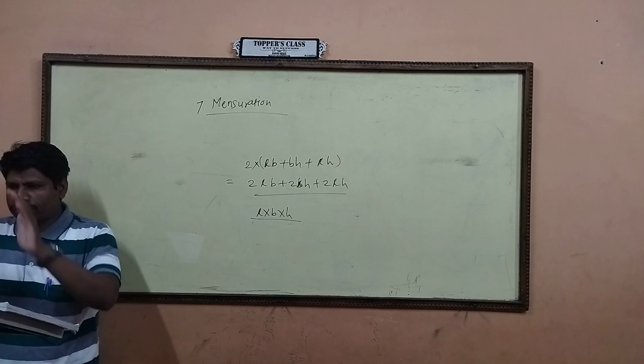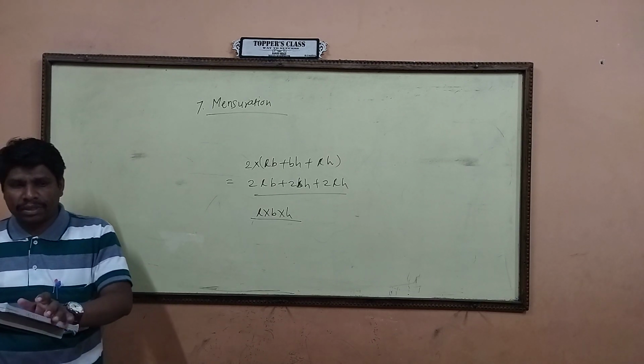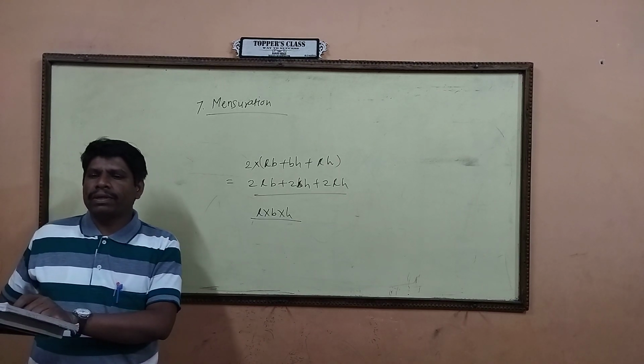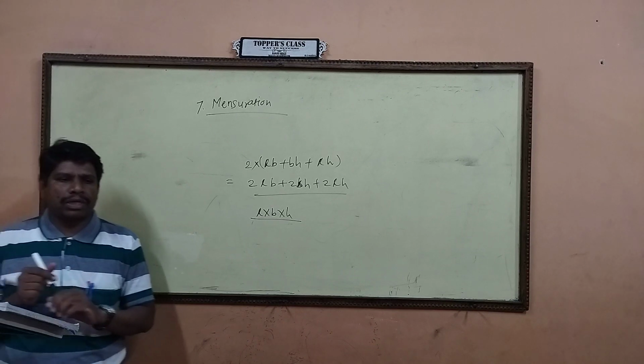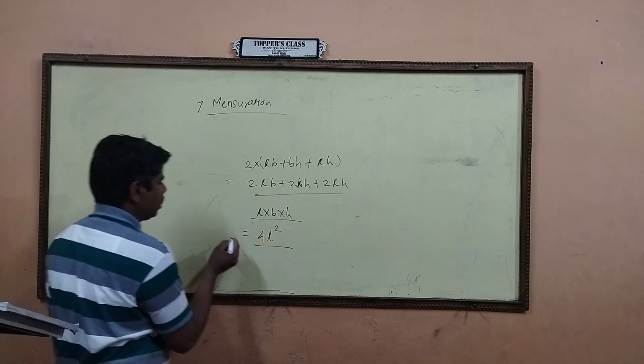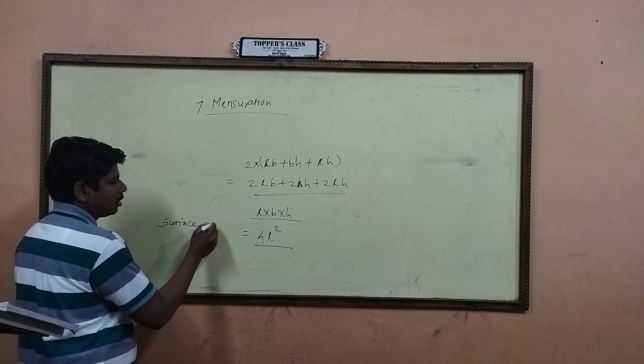Cube. If a box has square shape, that is a cube. For its lateral surface area, we get the formula 4L square. What do we get? 4L square. This is the lateral surface area of a cube.